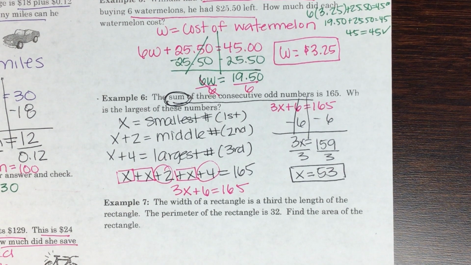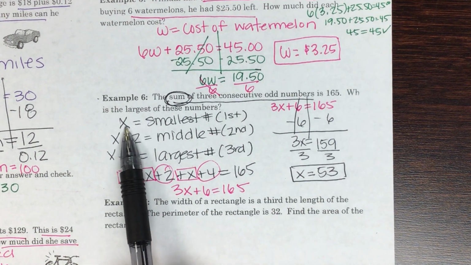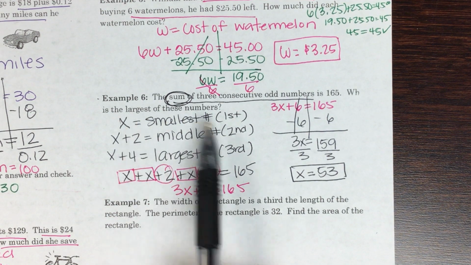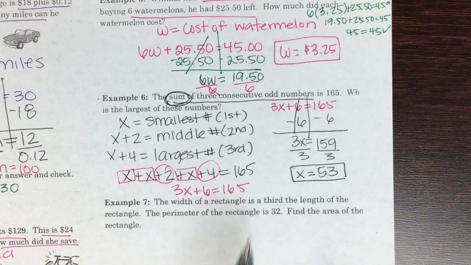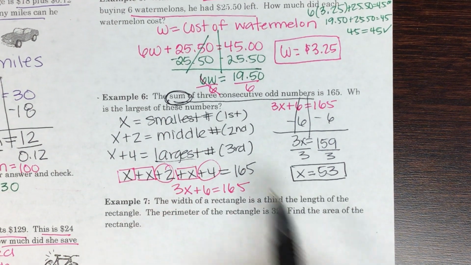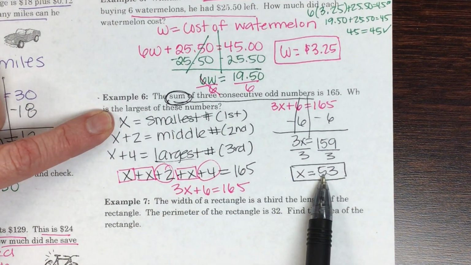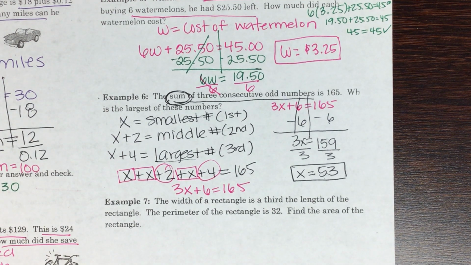All right, so we found out what x equals. Okay? But that's not what it asked us. It said, what is the largest of these 3 numbers? And remember here, I said largest. So 53 is x. What is my largest number?